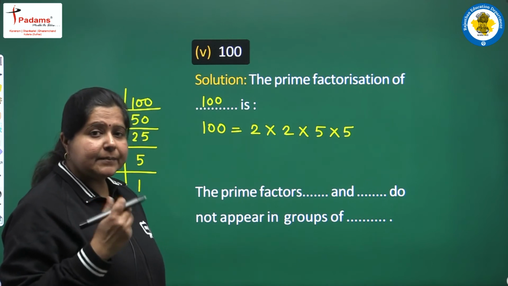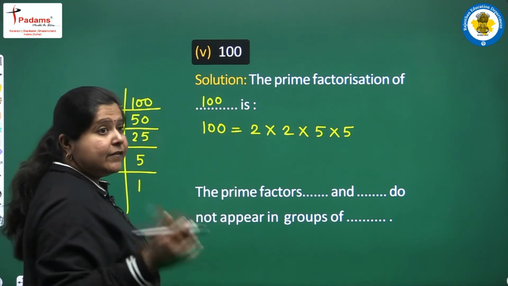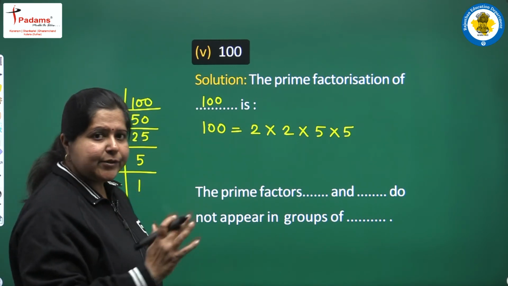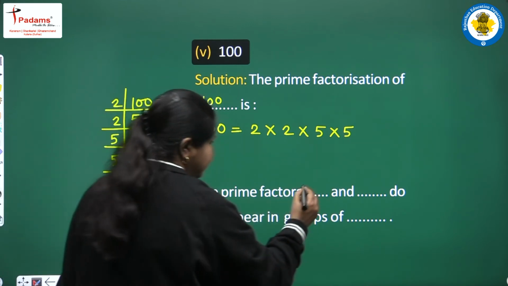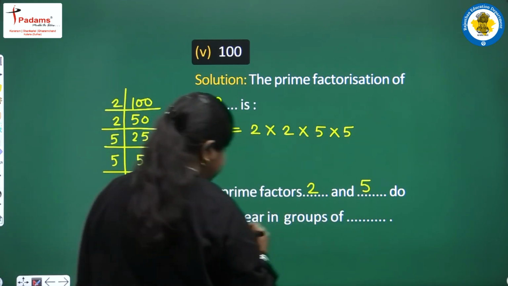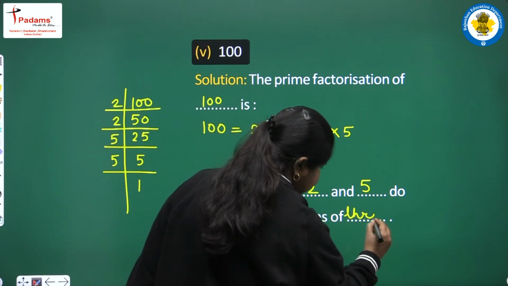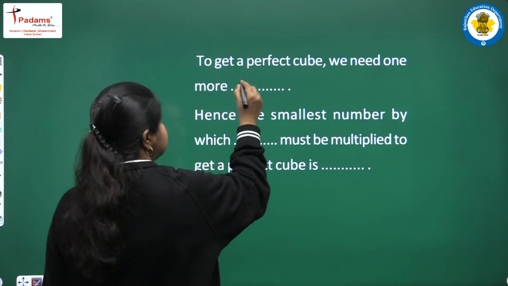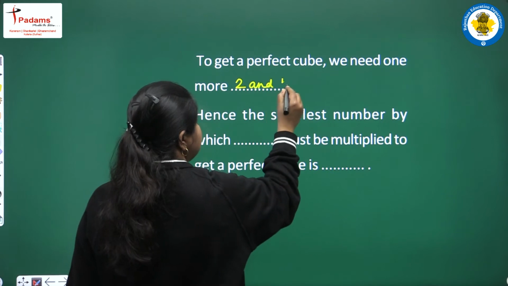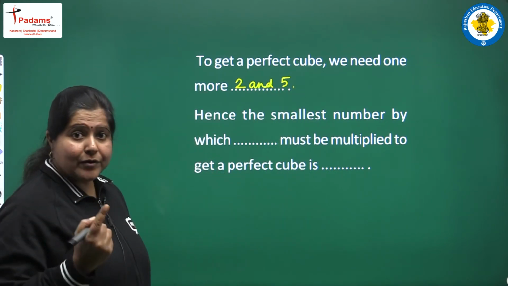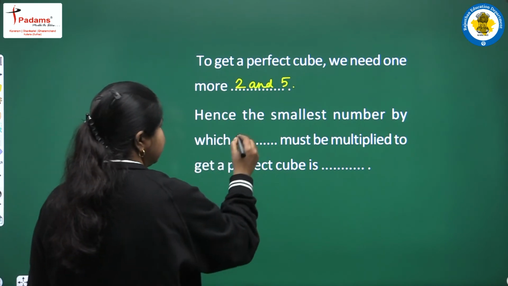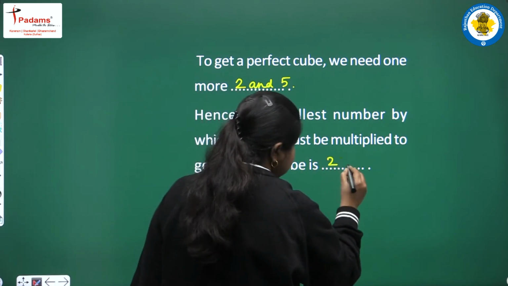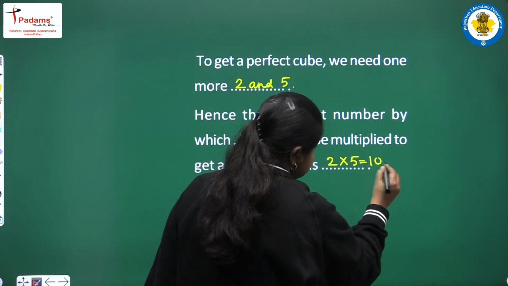And now we need some numbers. This time we need one more 2 and one more 5. We need both these numbers to get triplet form and accordingly to get a perfect cube. So the prime factors 2 and 5 here do not appear in groups of 3. So to get a perfect cube, we need one more 2 and 5. We need both of them, one more. And hence the smallest number by which 100 must be multiplied to get a perfect cube is 2 into 5. This is equal to 10.